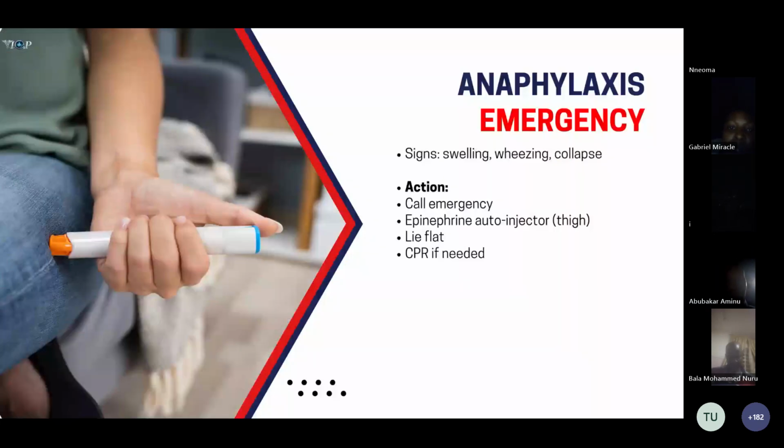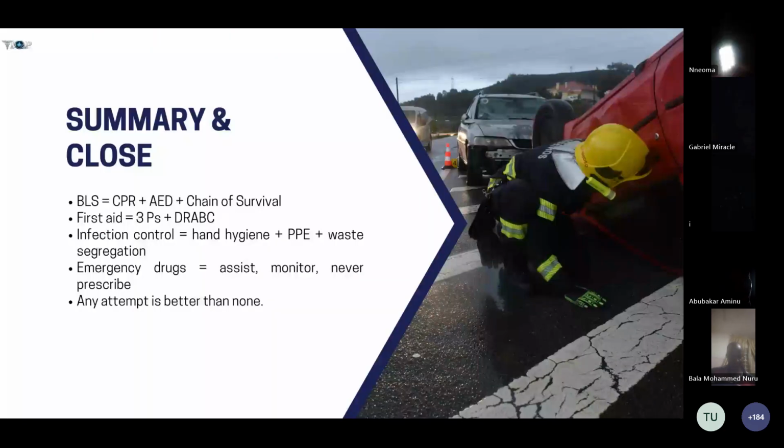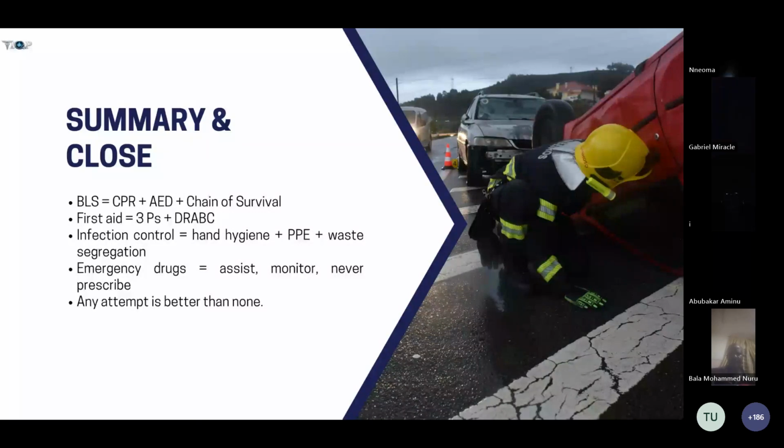Moving on, we also spoke about infection control. Infection control can be done through hand hygiene, PPE, and waste segregation. I already explained waste segregation and the color coding for waste. And then I spoke about emergency drugs, where you, as a first aider, assist, monitor, and do not prescribe. And like I always say, any attempt is better than none.